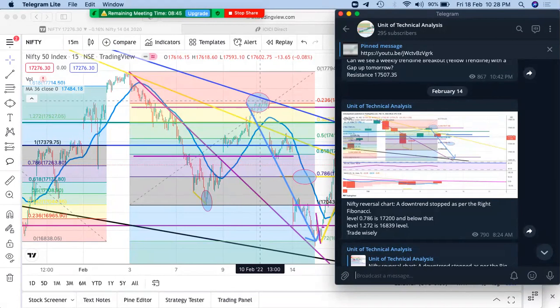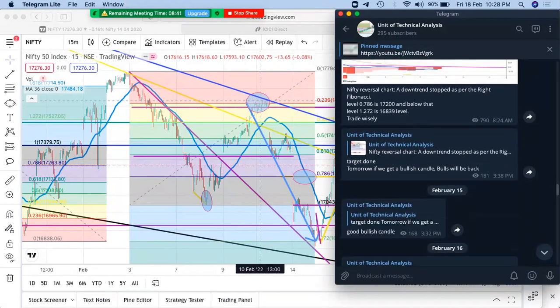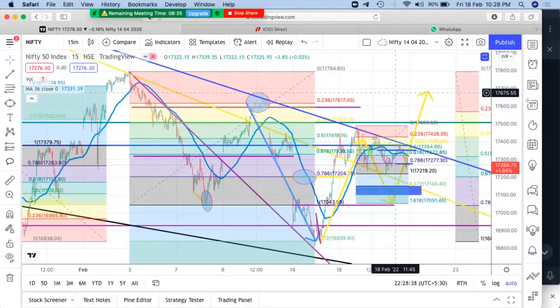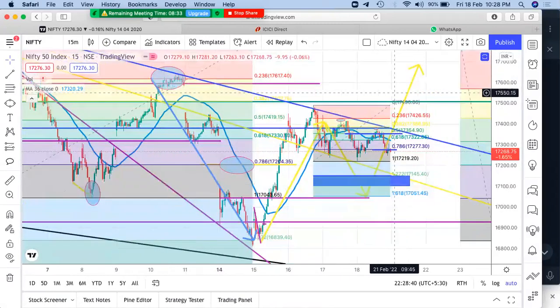16,839. 16,839 was there. I closed my trade and it was done for me. I didn't wait for the further things to happen. And after that, I told that, okay, this has been done. So after this, if you see for those parts, it gave us a reversal.